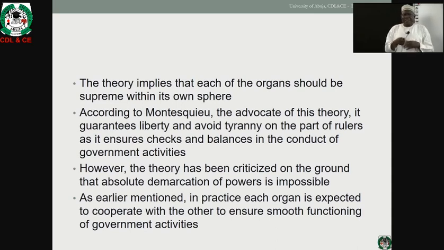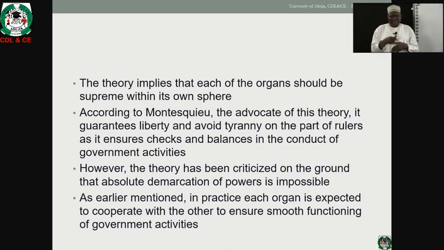But the theory has been criticized on many grounds. One is that in reality, there is no absolute demarcation of powers, because in the day-to-day running of government, if you do that, you will grind the government to a halt. The activities of government are not as compartmentalized as it is assumed to be in the theory.